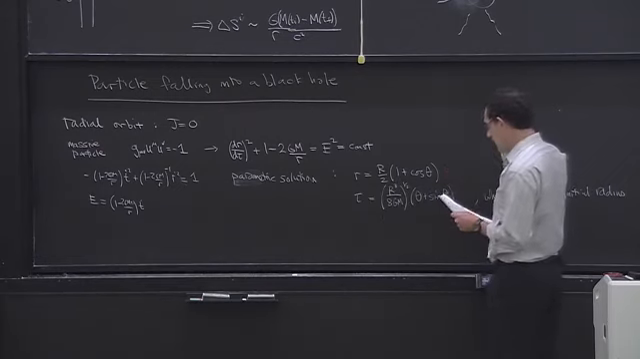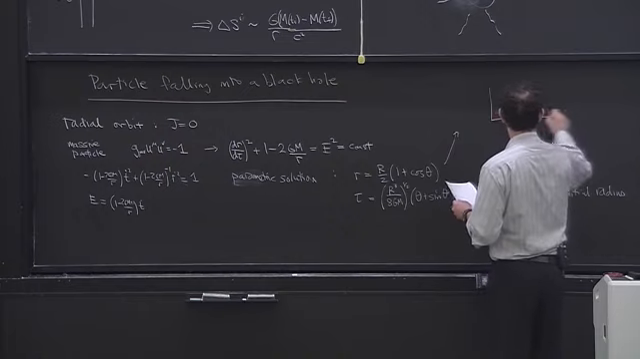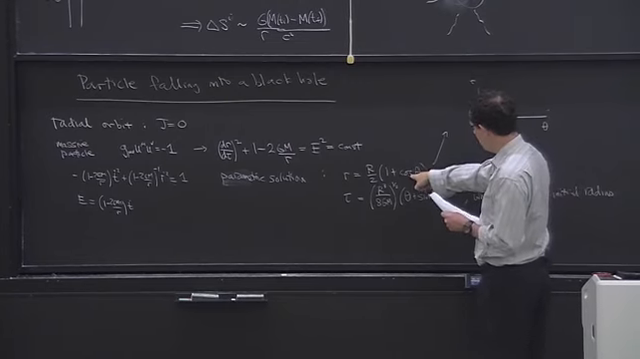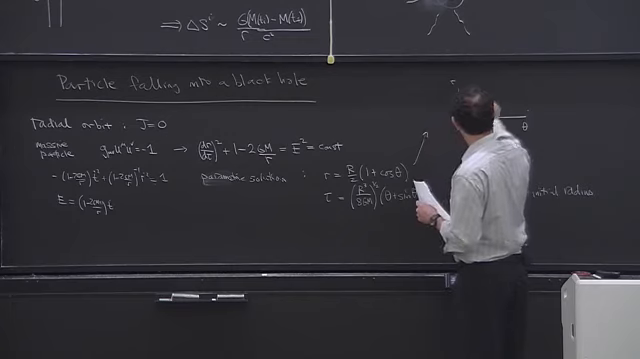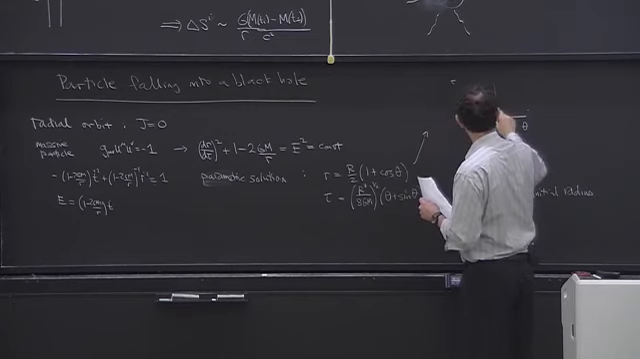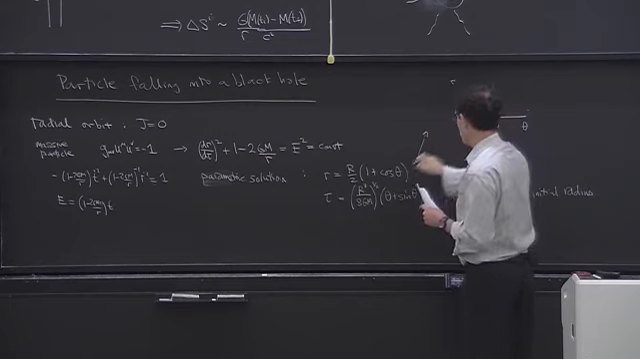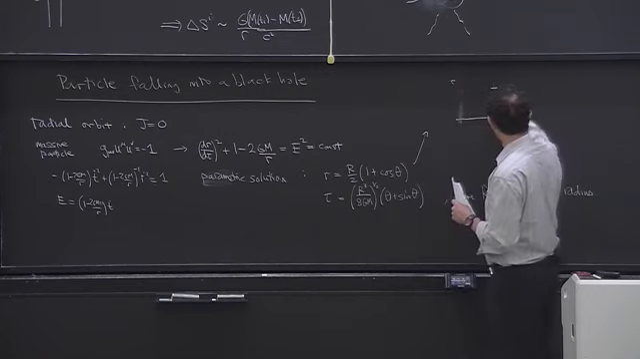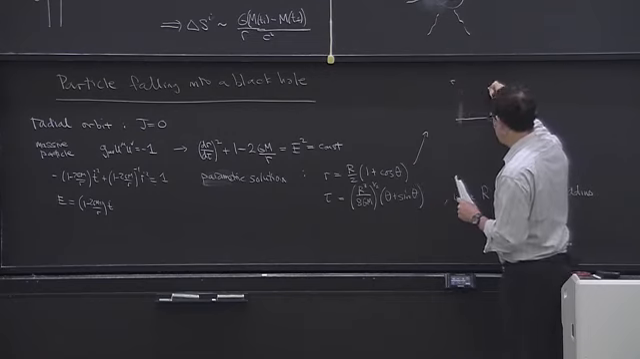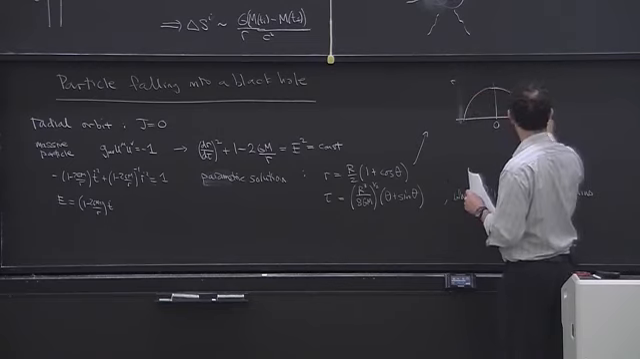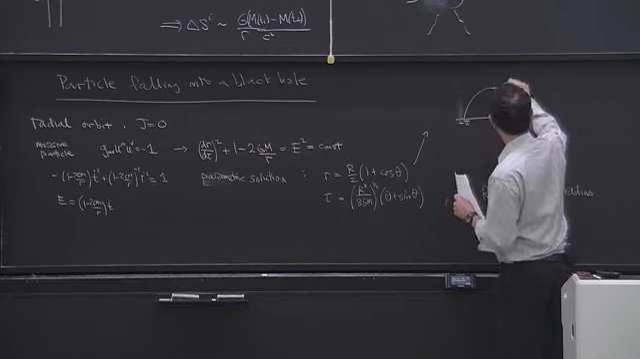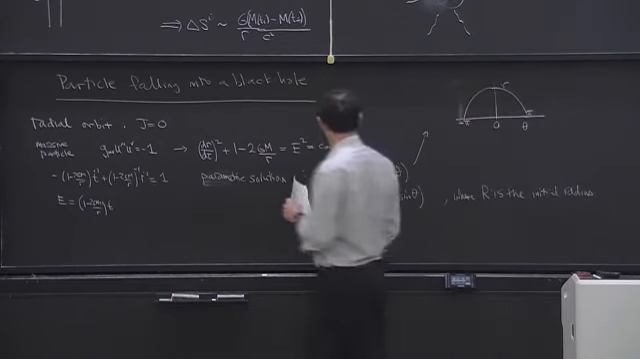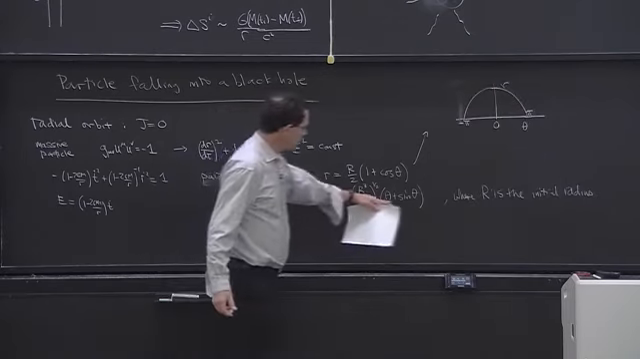What this is telling you is that if you graph R against theta, theta equals 0 is where R is maximum. Theta equals pi or minus pi, R equals 0. So this is R of theta. And tau is this function of theta.